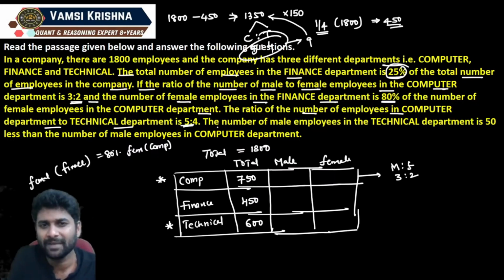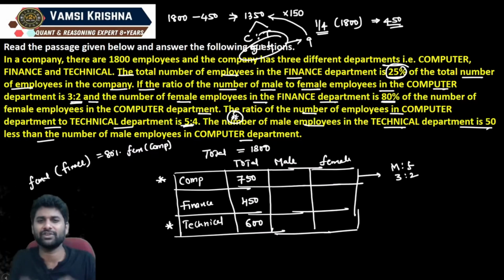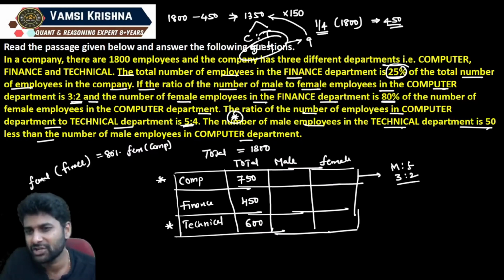So move on to the next one. The number of male employees in the technical department is 50 less than the number of male employees in the computer department. So let's take it as a star. Why? Because we don't know how many males and females are in the different departments. First comparison, we have a ratio of 3 is to 2. So if there are 5 people, 3 people are male and 2 people are female.